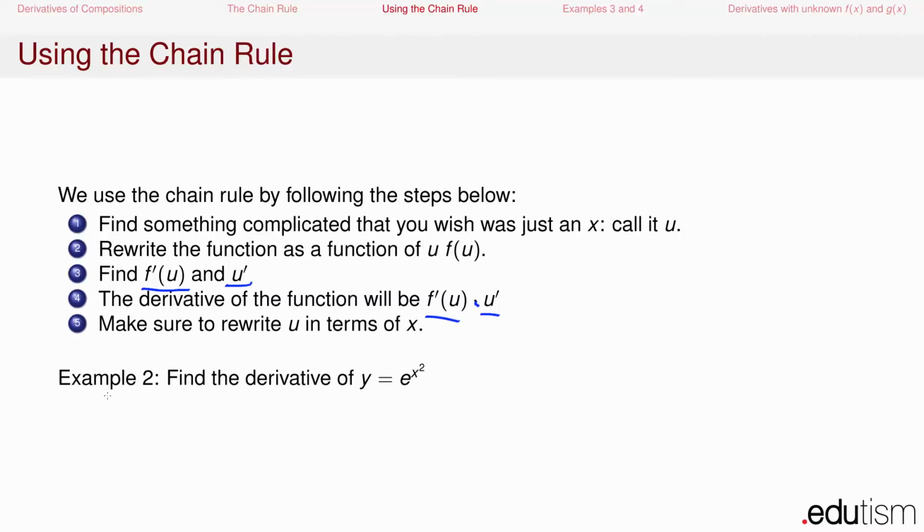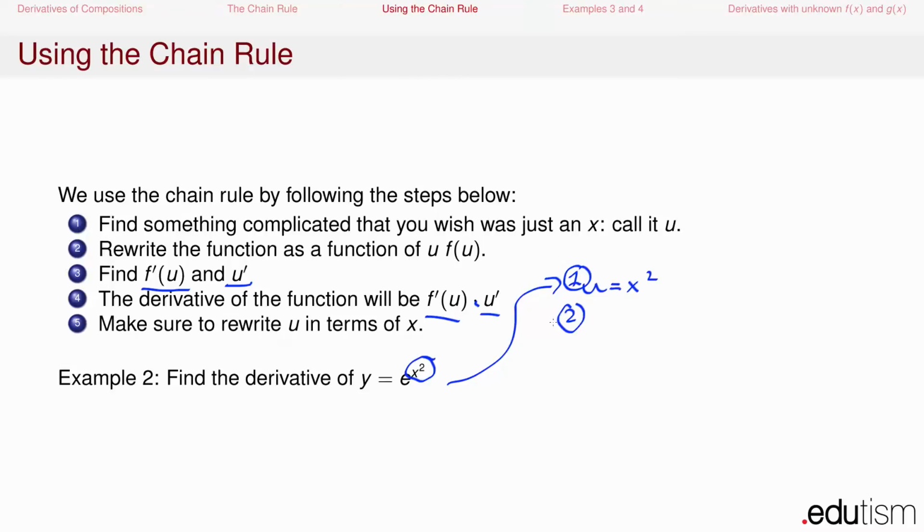So if we're going to apply these steps to example 2 here, the first step is to find something complicated we wish was just an x. Well, the function is y equals e to the x squared. I wish that x squared was just an x, so I'm going to say that u is x squared. That is the first step.